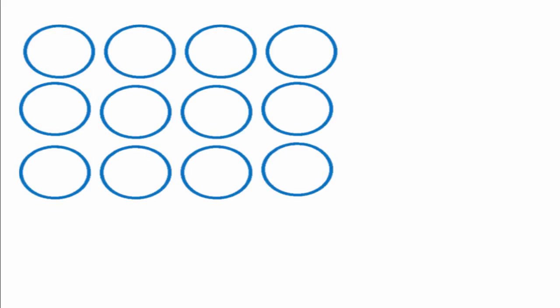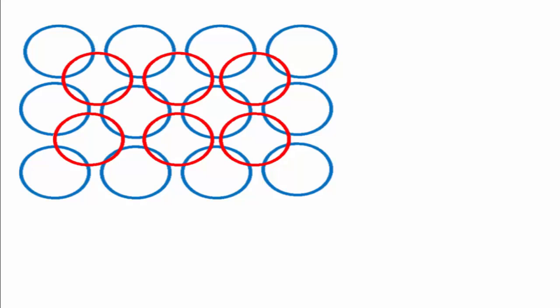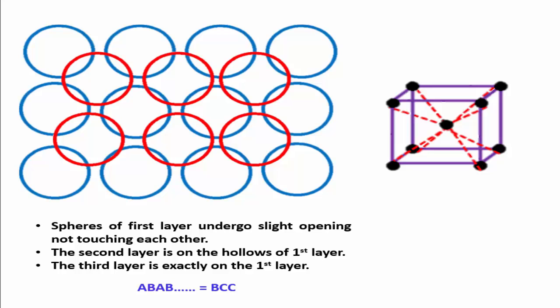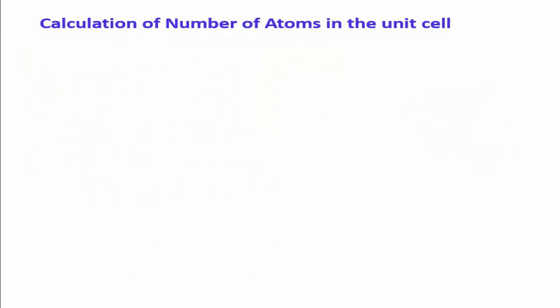In case of body centered cubic lattice, the layers of the spheres undergo slight opening so that no sphere is in contact with another sphere in the same layer. The spheres of the second layer are exactly on the hollows of the first layer. The third layer is exactly on the first layer, so that each sphere of the second layer is in contact with 4 spheres below the layer and 4 spheres above the layer. Such a system is again ABAB type of packing, which is present in body centered cubic lattice, as shown in the figure. Now we move to the calculation of the number of atoms in the unit cell.